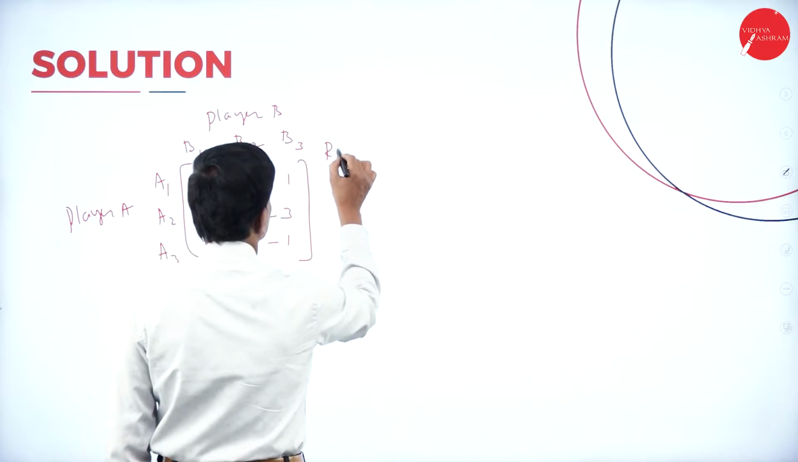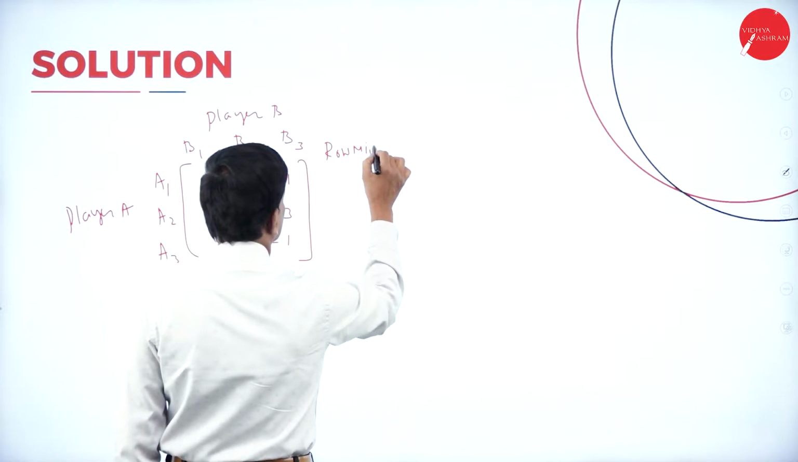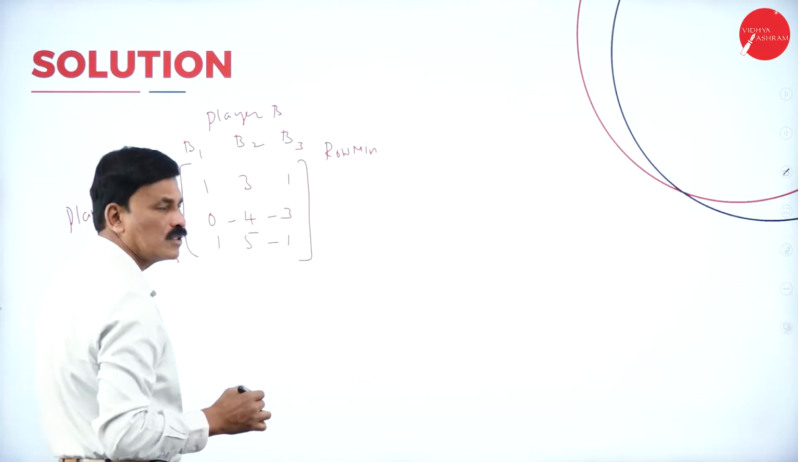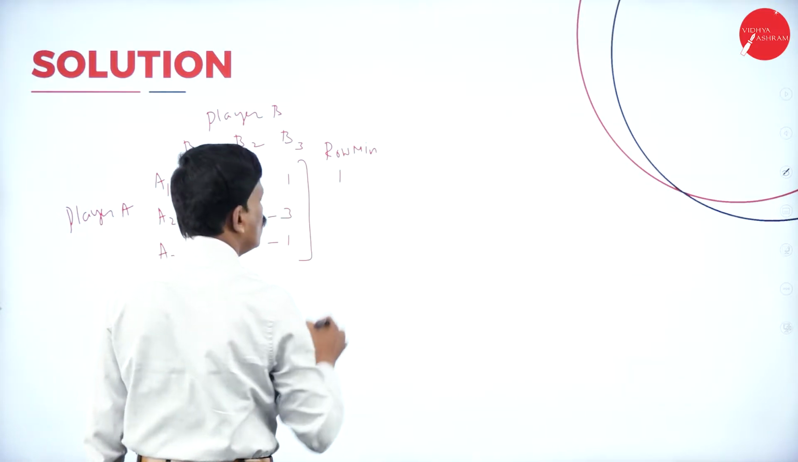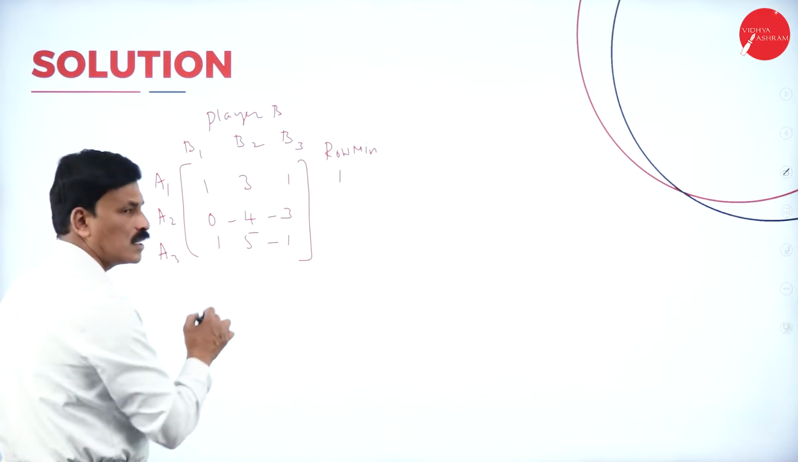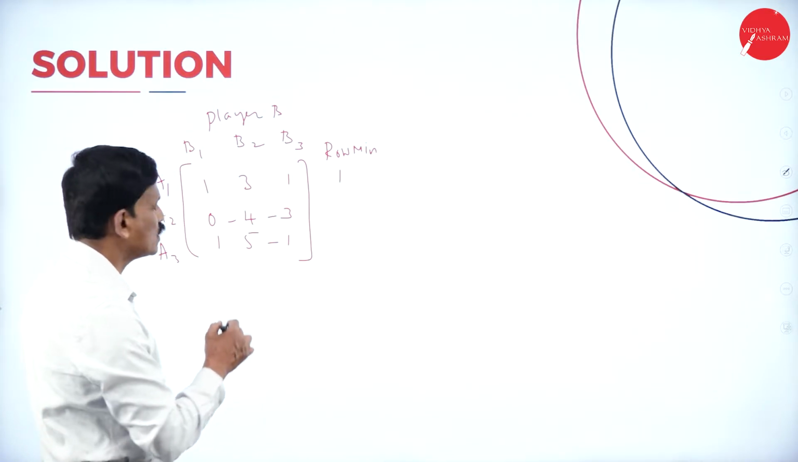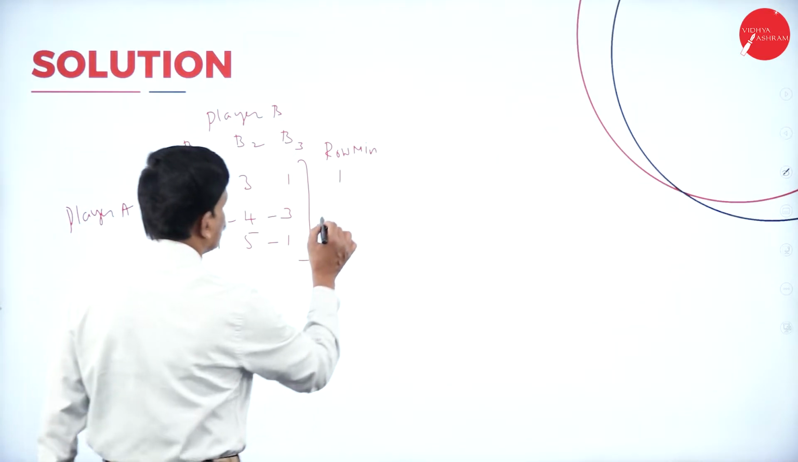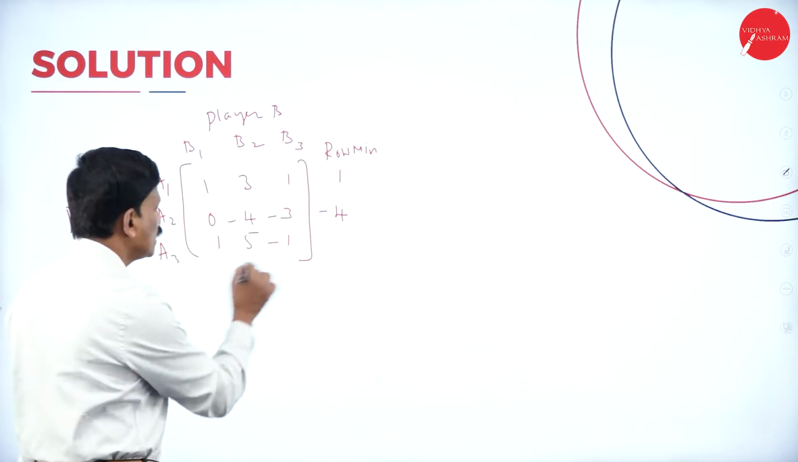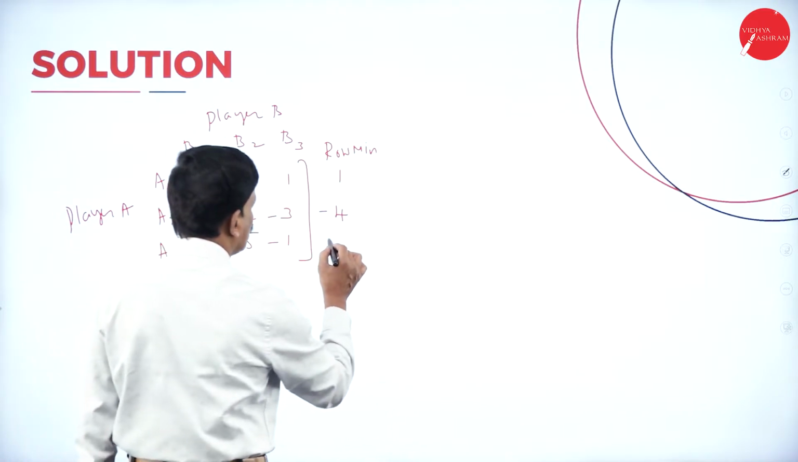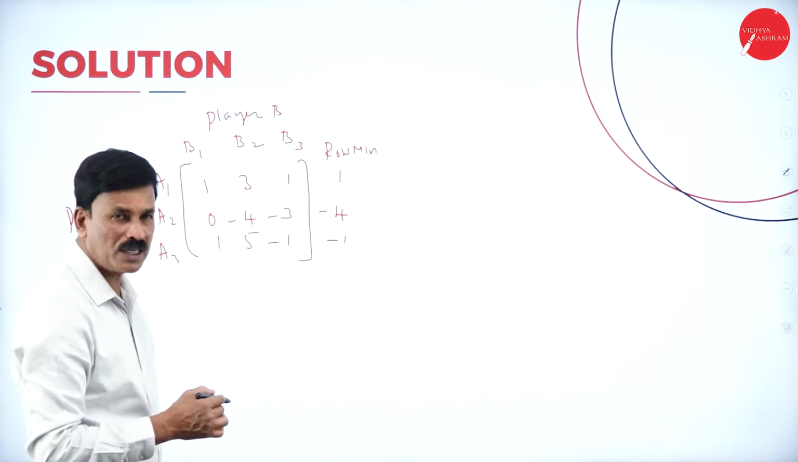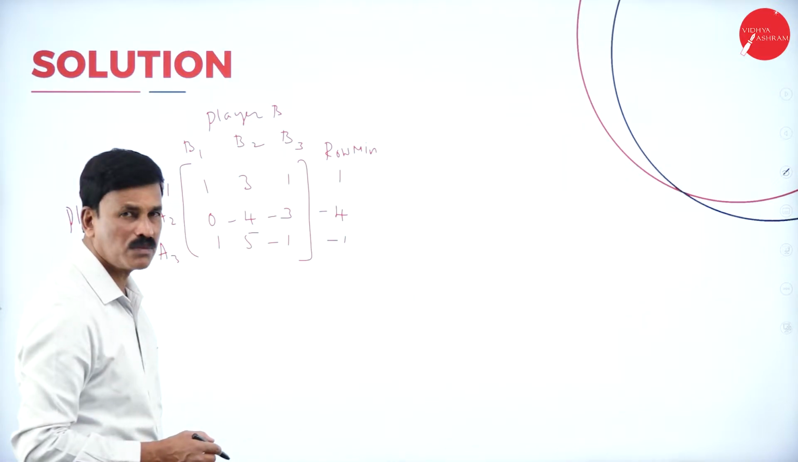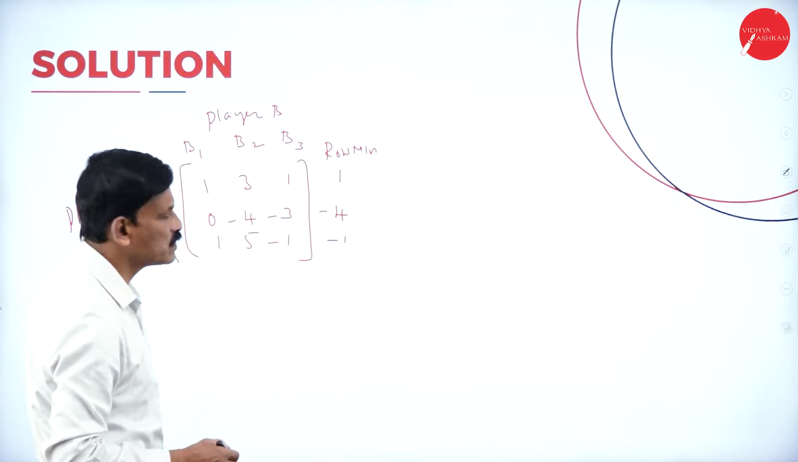Let us come to row minima. In the first row, there are two minimum values. Let us consider any one value; 1 is the minimum value. In the second row, the minimum value is minus 4. Row minima is minus 4. In the third row, the minimum value is minus 1. So, in the first row, the minimum value is 1. In the second row, the minimum value is minus 4. In the third row, the minimum value is minus 1.